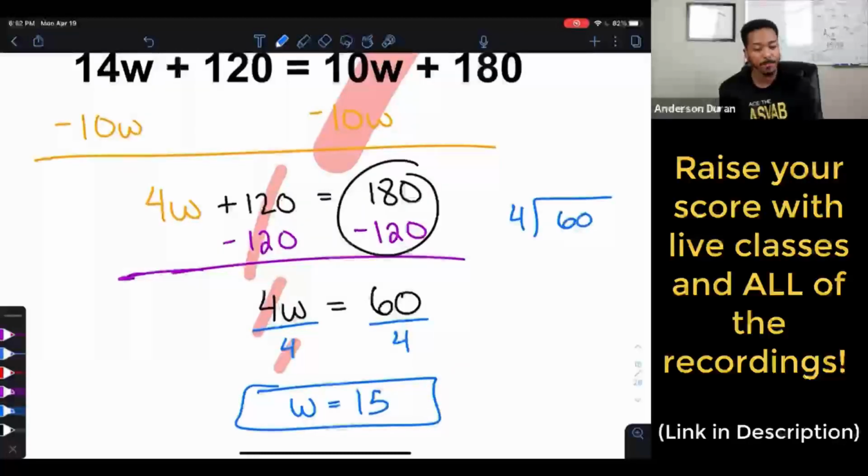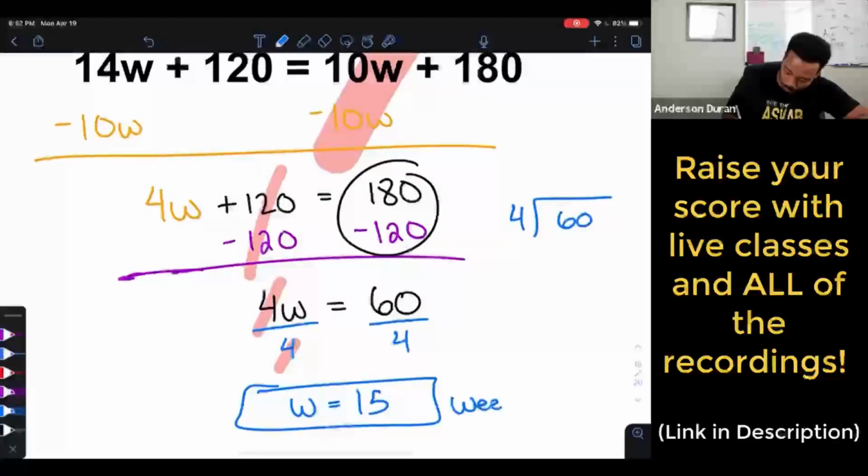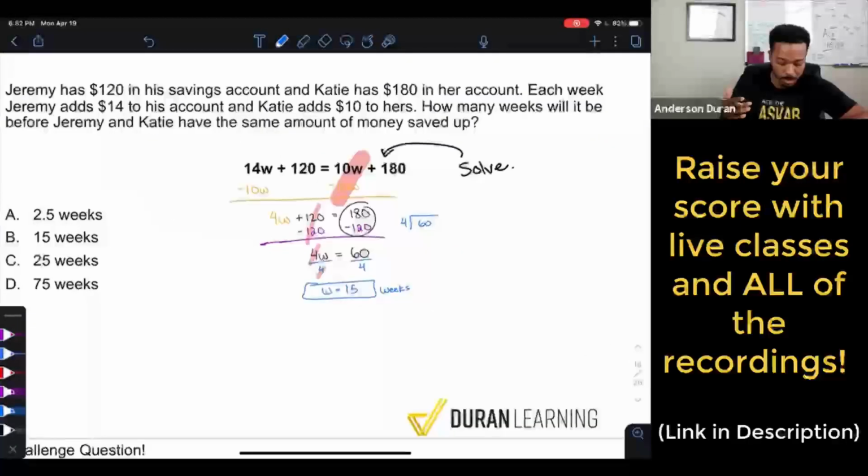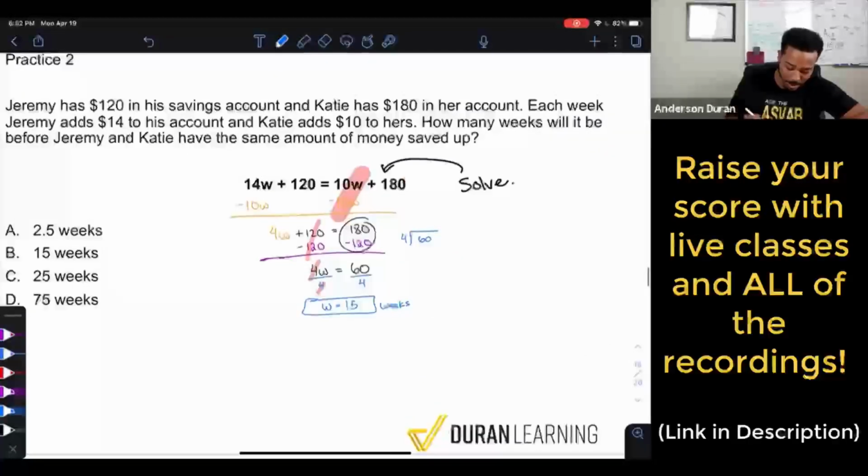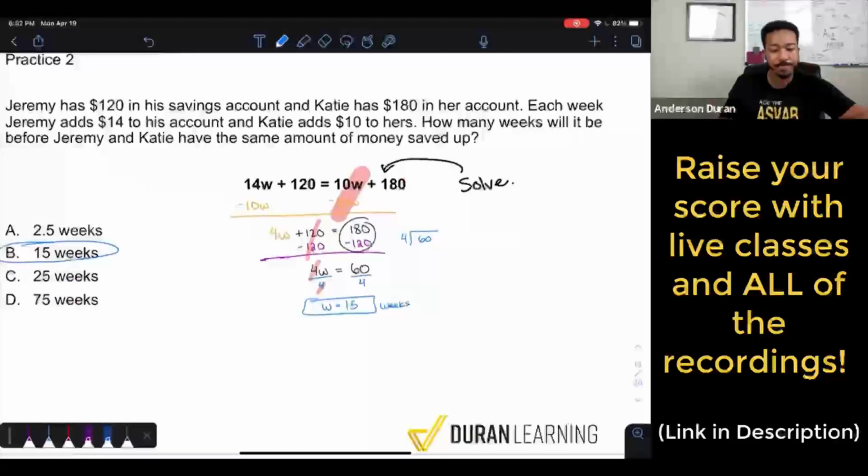Weeks. That's right, 15 weeks. And so that means 15 weeks until Jeremy and Katie have the same amount of money in their respective bank accounts. Right there. And there we have it.